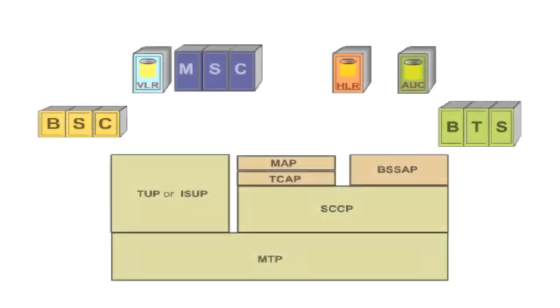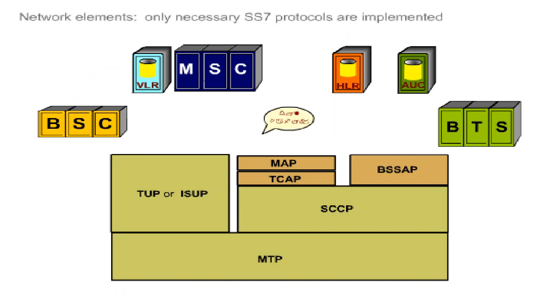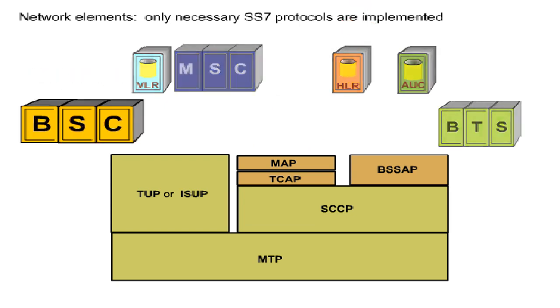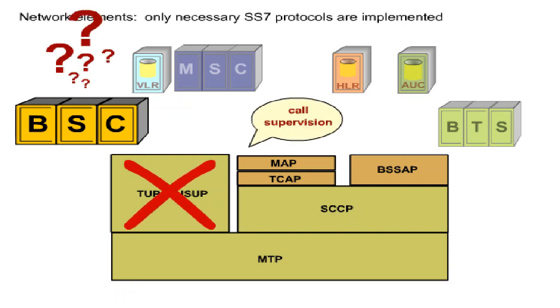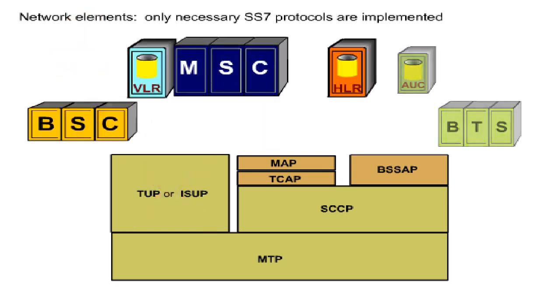Not every GSM element must be able to understand every language. Consequently, only those protocol layers which the network element actually requires for carrying out its task need to be implemented. A BSC, for example, will never need the TUP protocol because call supervision, which this layer supports, is not its task. In the following lessons, the SS7 requirements of the individual GSM elements will be introduced.